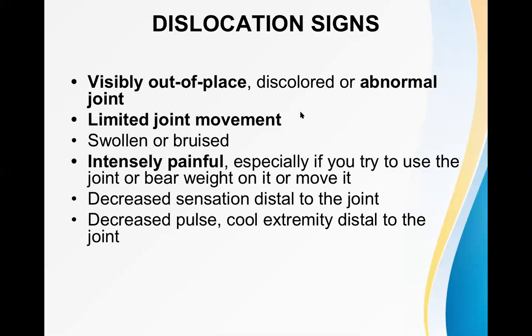The normal contour or shape of the shoulder is disrupted in case of shoulder joint dislocation. That's what we are talking about right now. And sometimes there may be discoloration as well, because of the trauma. There is limited joint movement.